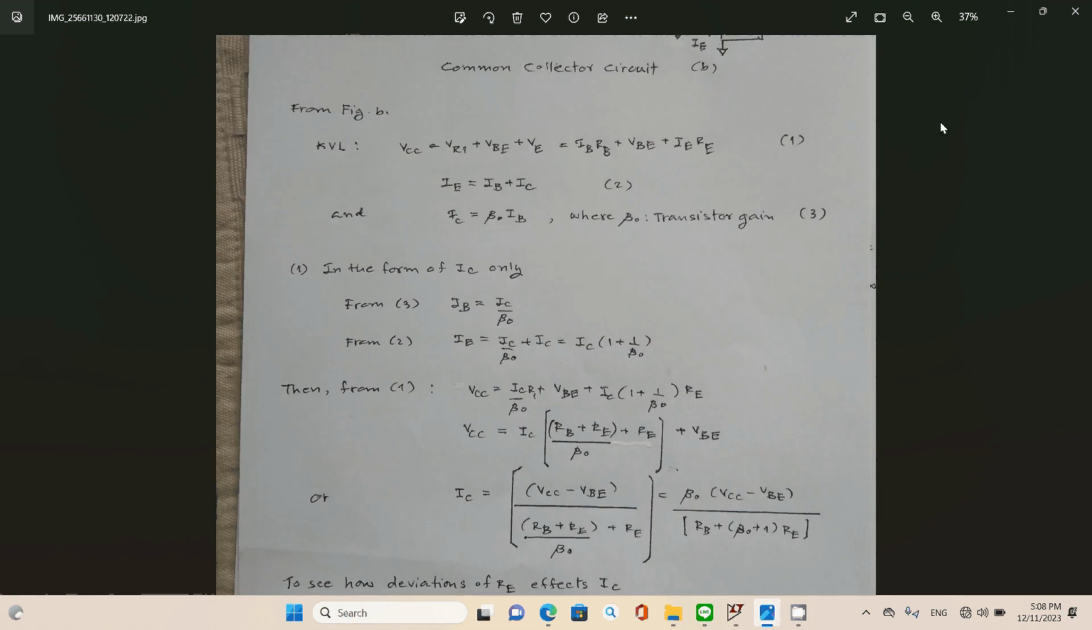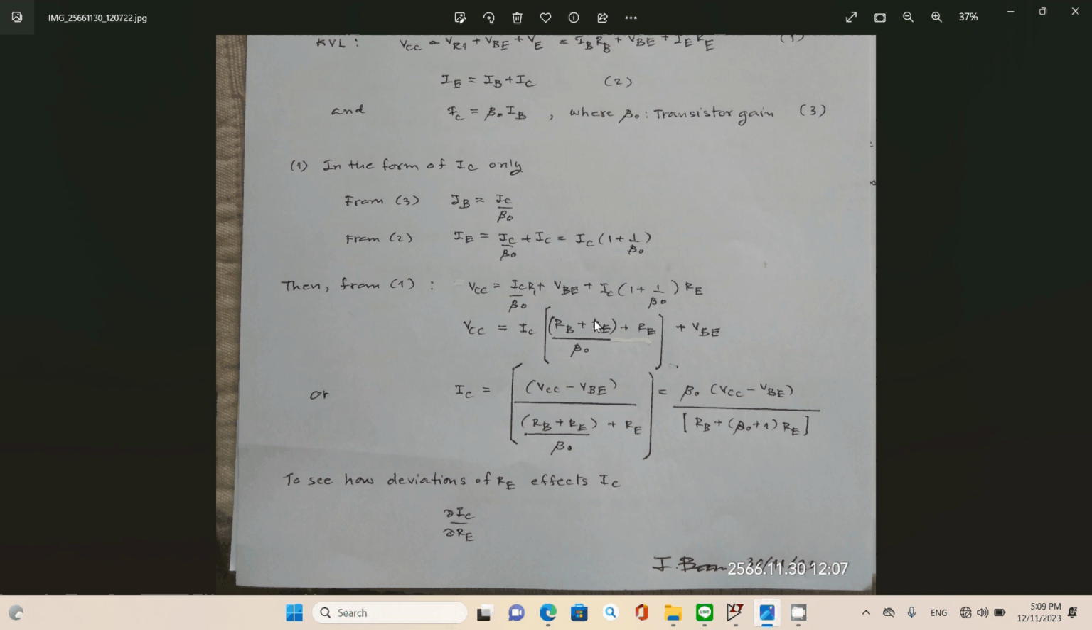Now we want to write everything in terms of IC only. From equation 3, you have IB equal to IC over beta 0. And from 2, you have IE equal to IC over beta 0 plus IC, which equals IC multiplied by 1 plus 1 over beta 0. Then you substitute IE in terms of IC in equation 1, and you can work this out by yourself. Then IC equals beta 0 times VCC minus VBE, over RB plus beta 0 plus 1 multiplied by RE. If you want to see how deviations of RE affect IC, you simply take the partial derivative of IC with respect to RE.